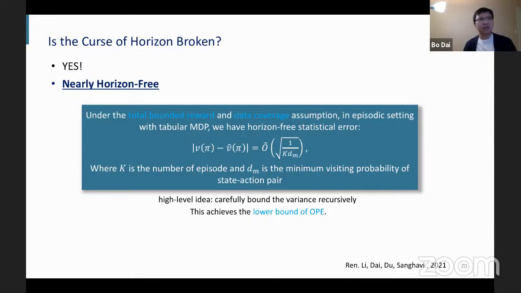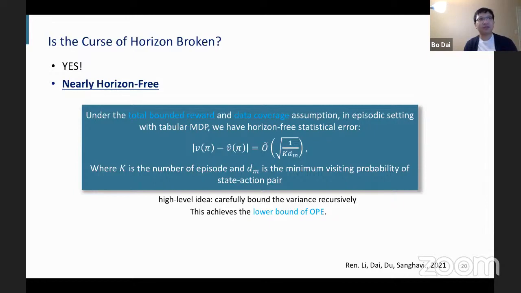In this case, under these two assumptions, we can show that the estimator, denoted as V hat, compared to the true value, the absolute error is at the rate of 1 over square root of KDM, where K is the number of episodes. For simplicity, we didn't consider the infinite horizon, we only consider the finite horizon. But there is a relationship between the finite horizon and the discounted MDP by changing the horizon H to 1 over 1 minus gamma. In this particular setting, it's a fixed finite horizon H, and you can see this bound does not depend on H.